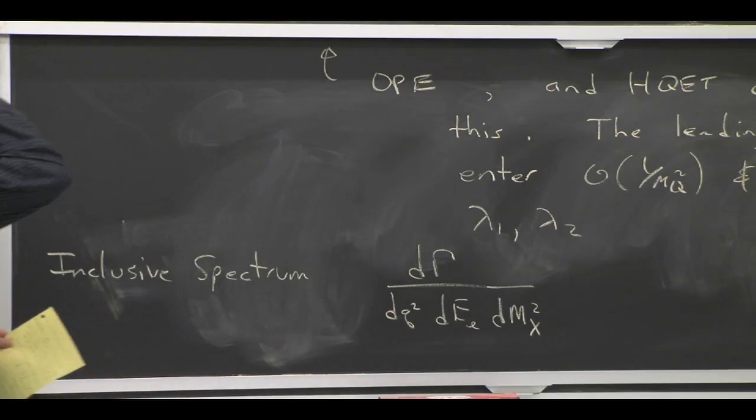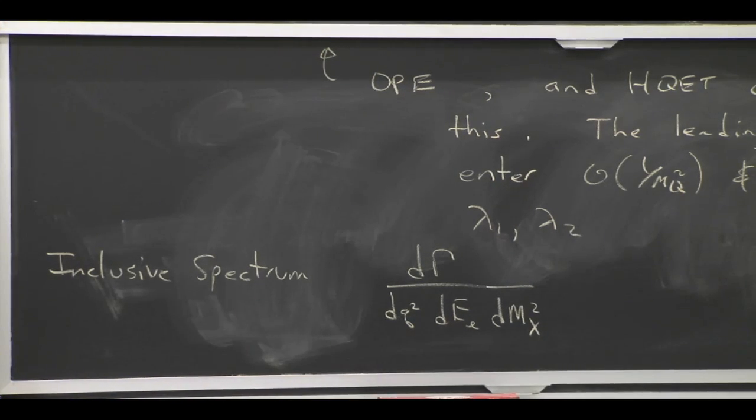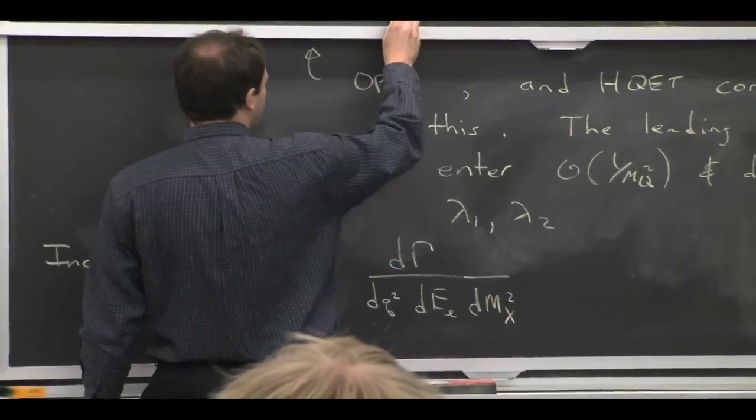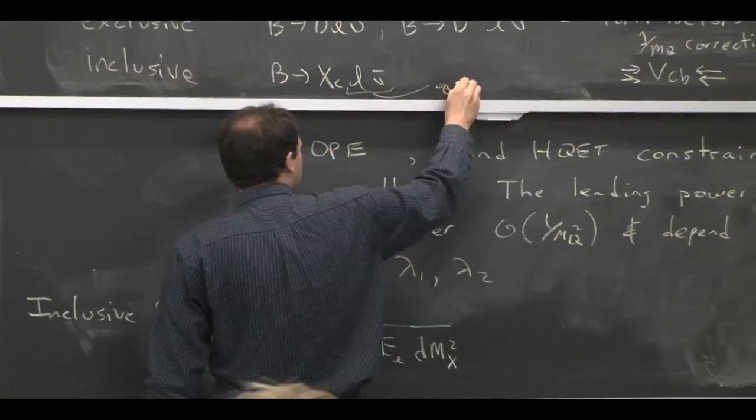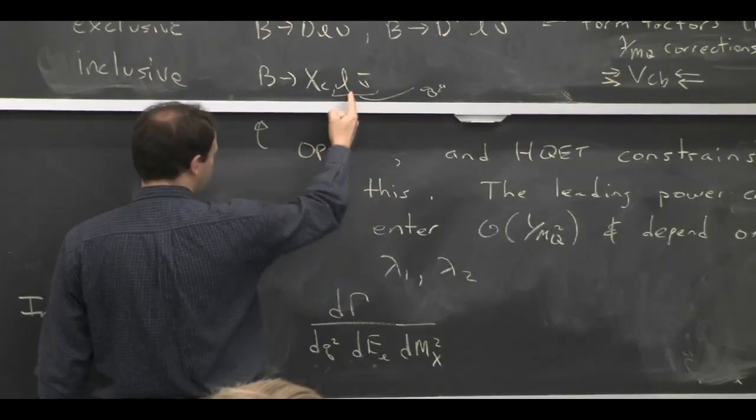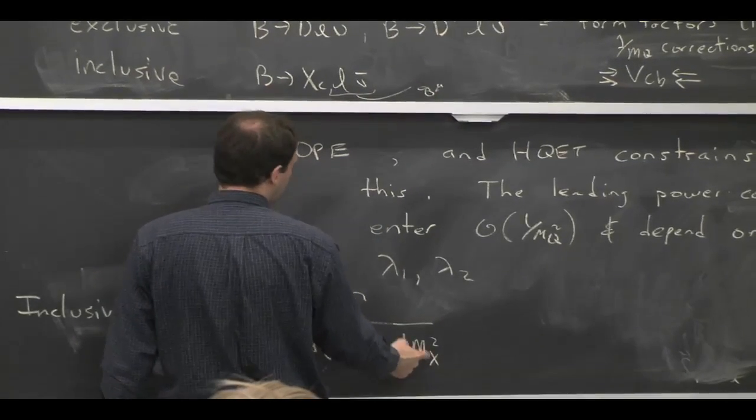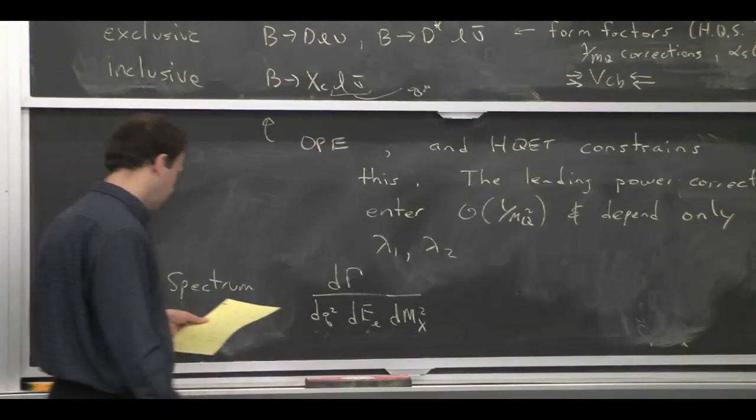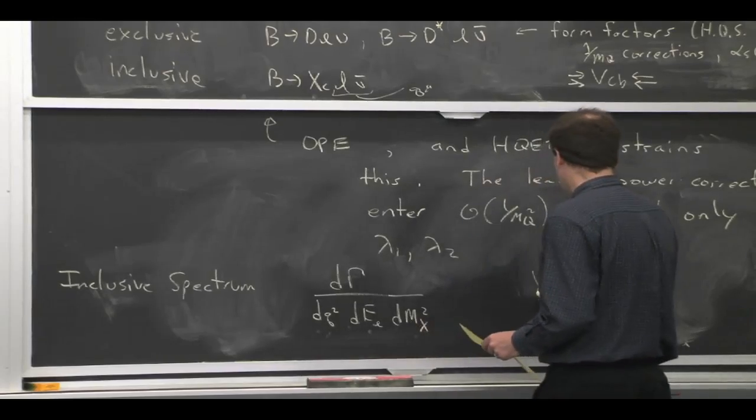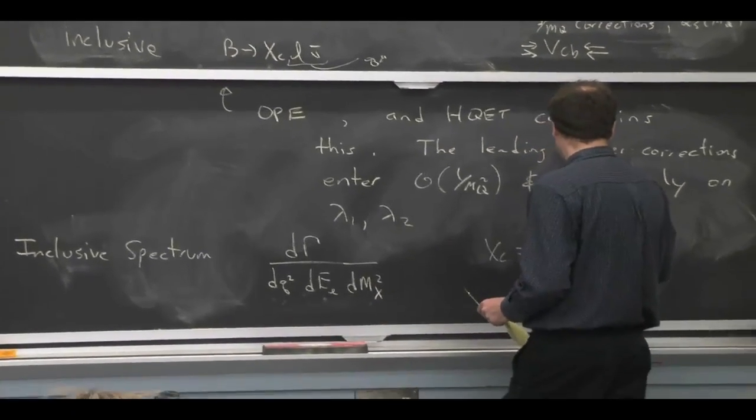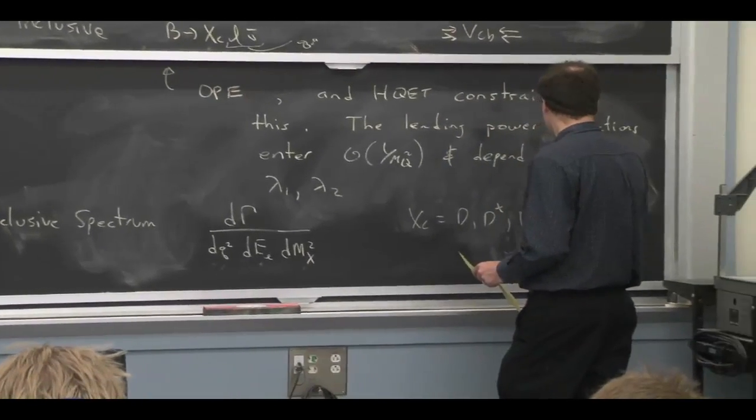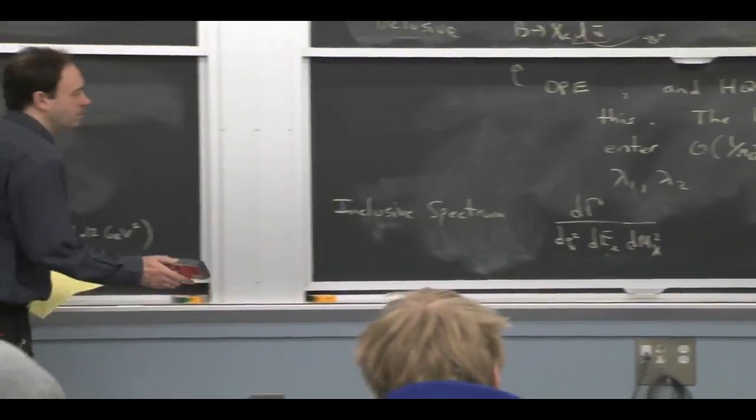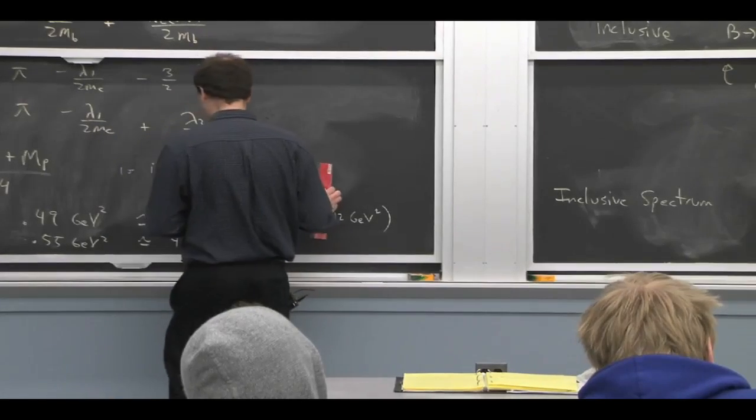So when you think about the decay rate for this B to X_c l nu bar, it's a doubly differential decay rate in q squared over the lepton pair. So that's q^mu. E_L you can pick as a second variable. And then you don't know the mass of the state X_c because it could be different things. It could be a D, it could be a D star, it could be a D pi. So that's another variable. So you have a triply differential spectrum, and you can compute it with an operator product expansion.